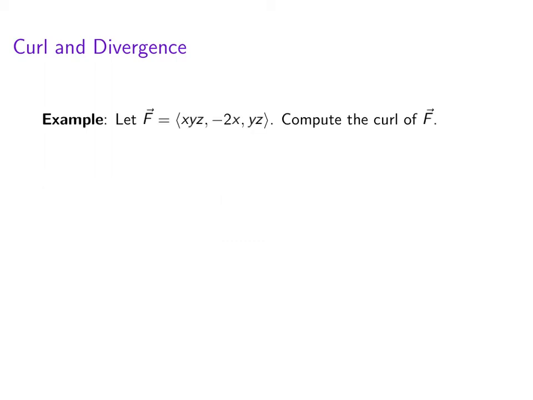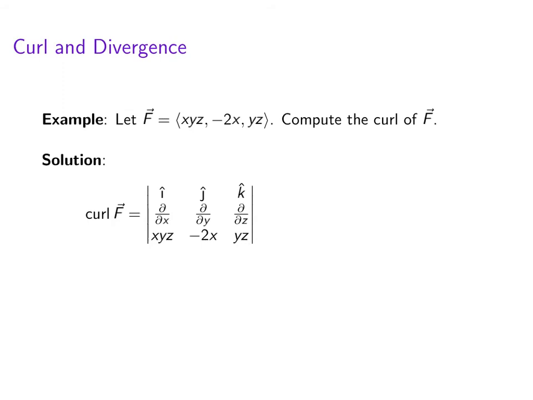All right, let's do a quick example. Given this vector field F, which has components xyz, negative 2x, and yz, let's compute the curl of F. So, as we've discussed before, the curl of F is computed by putting the i, j, k in the top row, the del components in the second row, and the components of F in the last row, and computing a determinant just as we always have. So it's a kind of a cross product.